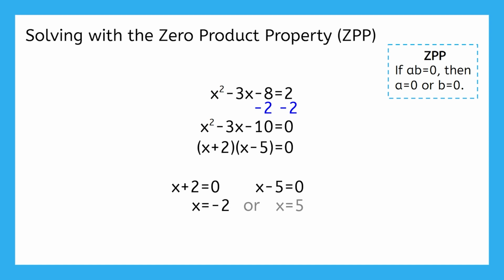X equals -2 or x equals 5. Notice that we ended up with two solutions, one for each factor in the factored form of the quadratic. An equation can actually have up to as many solutions as its degree. So whenever you're solving quadratic equations, keep in mind that you can have up to two solutions. It's important that you provide all of the solutions to an equation for your answer to be completely correct.